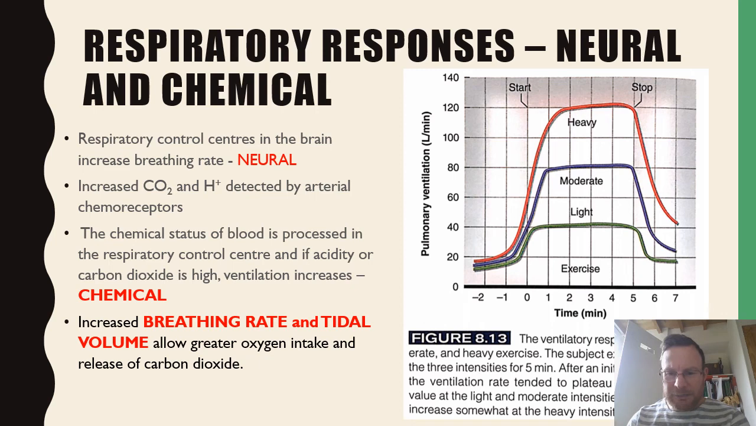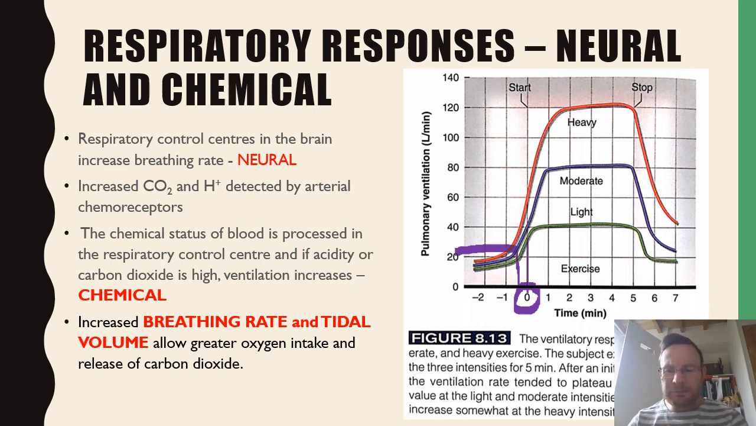Now what you can see, if I just put that in purple, is the time that exercise actually starts. If you look at, let's say, 30 seconds before exercise began, pulmonary ventilation has already increased. So this suggests that there's a neural control of our breathing. Our brain will increase breathing rate in anticipation of exercise, even though we don't necessarily need that additional oxygen.